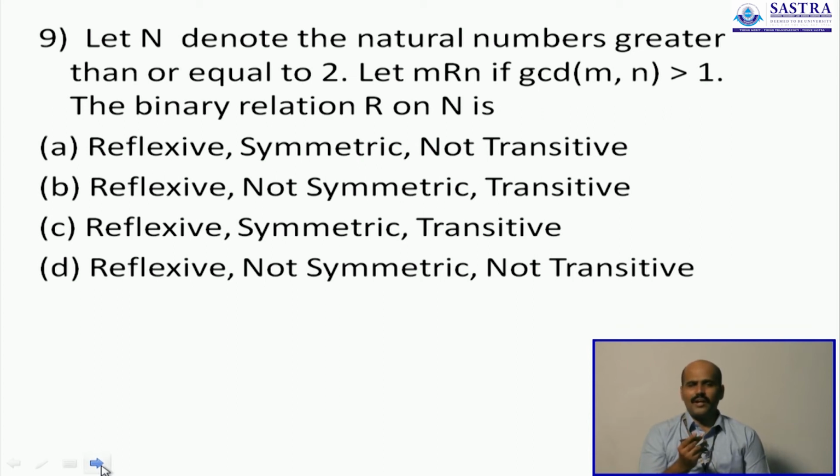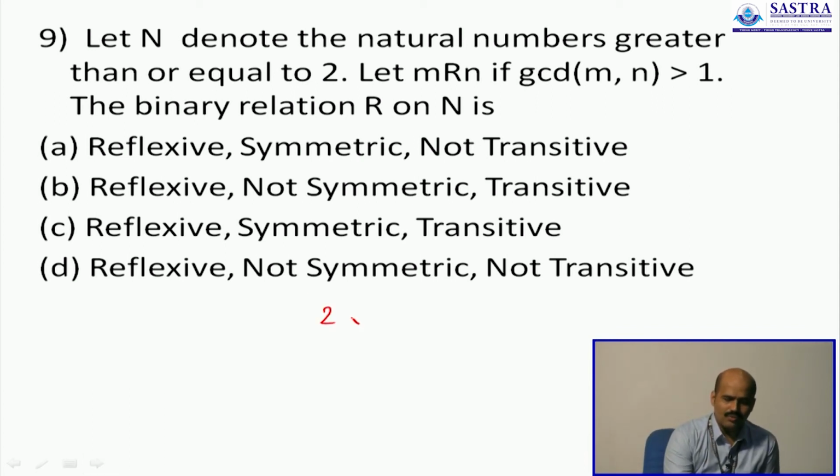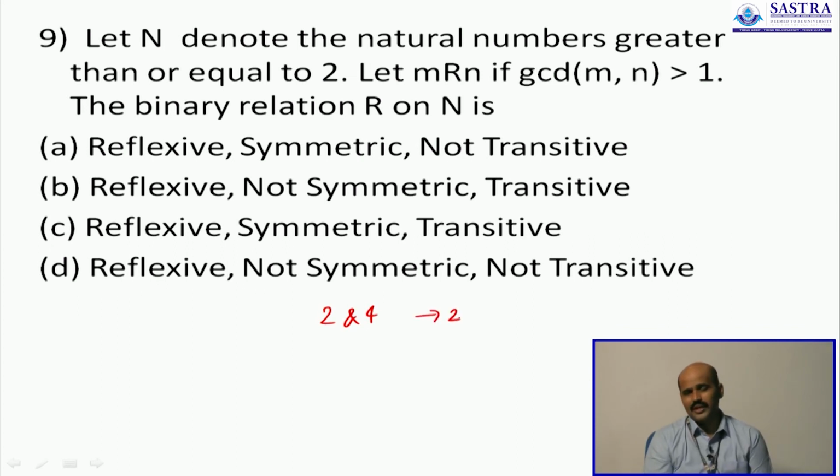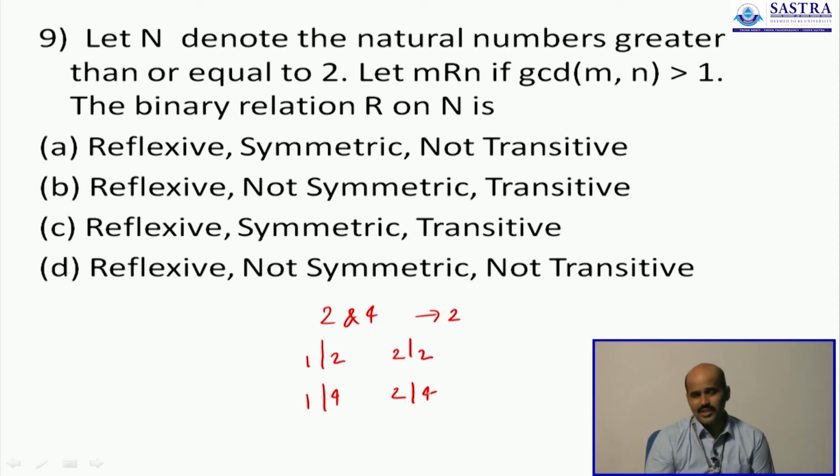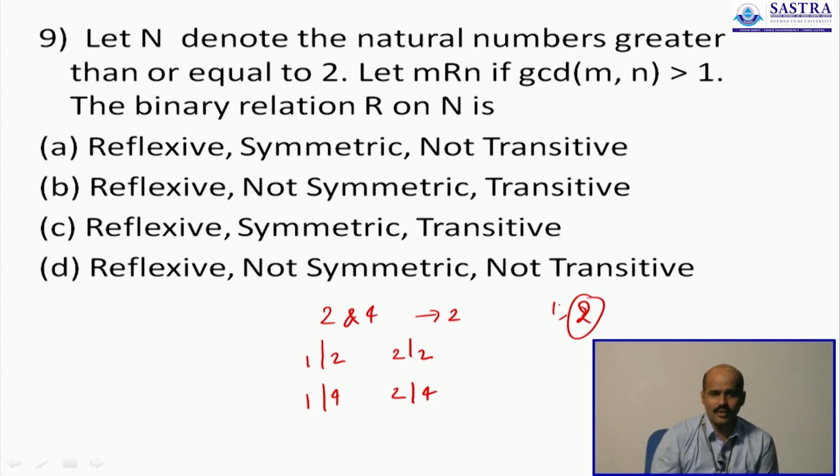Now we had a look at this GCD when we discussed this thing called a lattice. I'll recall that particular concept again. The GCD of 2 and 4 is in fact 2, because for the greatest common divisor, 1 divides 2, 1 divides 4, 2 divides 2 and 2 divides 4. No other number divides both 2 and 4. So only 1 and 2 are the common divisors, out of which 2 is the greatest.